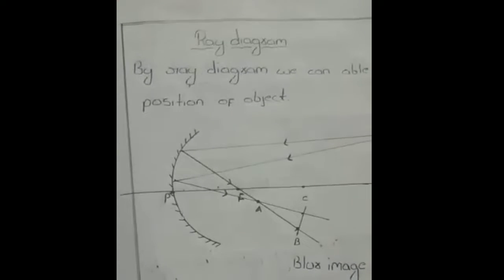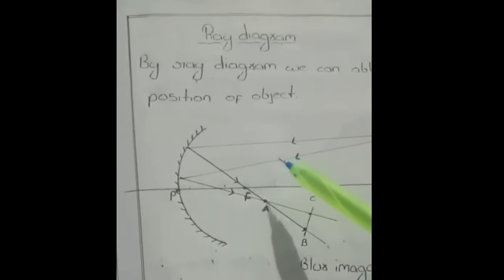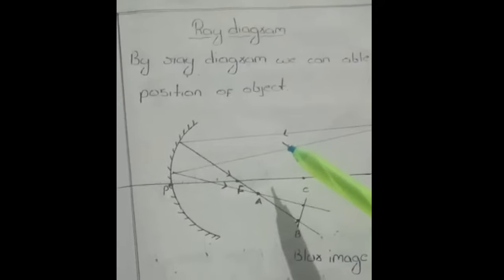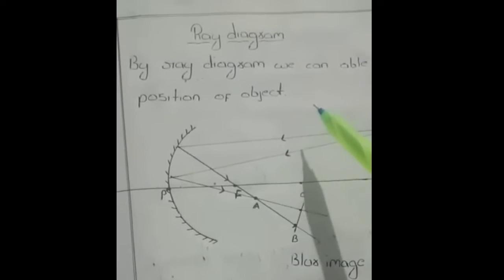Friends, in the previous class we discussed lab activity 1 and the converging mirror. Now we will discuss the ray diagram. See friends, this is the ray diagram in the textbook. I will explain this easily so you can understand, but listen carefully, friends. Okay, let's start the lesson.